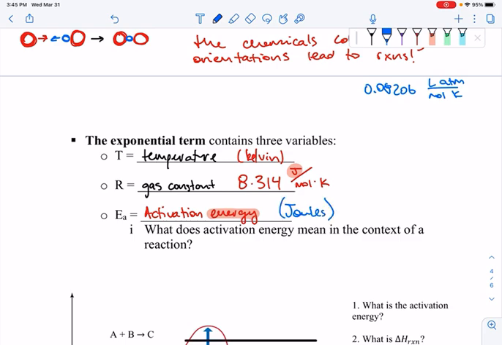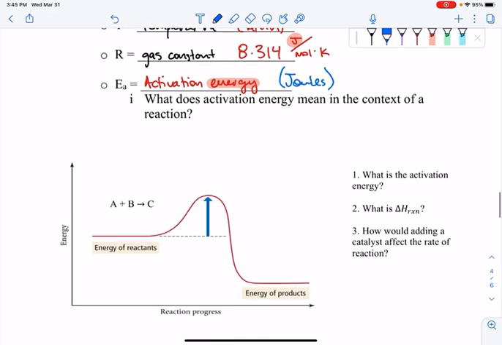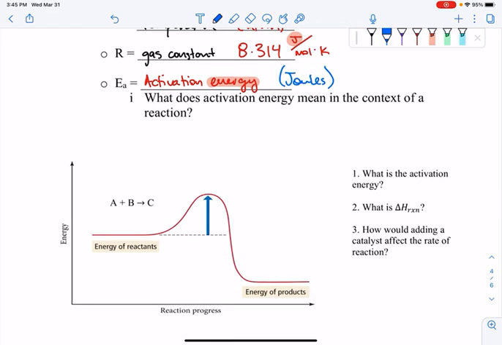Okay, so the new thing here is the activation energy. What does the activation energy mean in the context of a reaction? So here I'm showing you a diagram that should be very familiar. The activation energy is actually here.